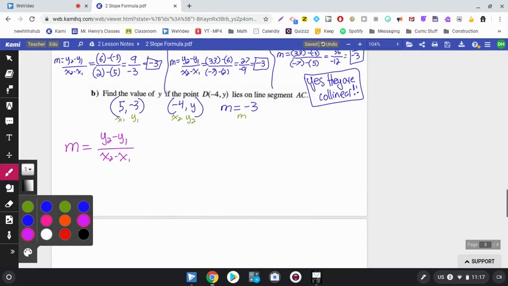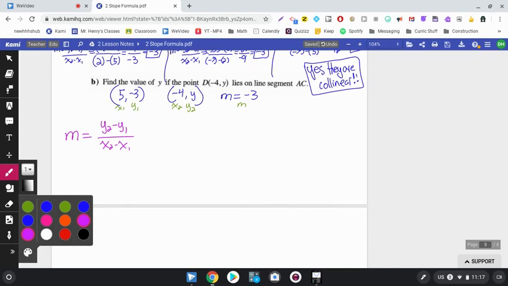So if I plug all of that information in, I'm going to get negative 3 equals y2. Well, that was just y. That's the thing I'm going to find. Minus negative 3 over, and on the bottom, I'd have x2 minus x1, so negative 4 minus 5. I'm going to move my work up here so I have more space. Well, let's simplify. Negative 3 equals y minus negative 3, subtract a negative, that's just adding. That's really y plus 3. And on the bottom, you have negative 4 minus 5. That's negative 9.